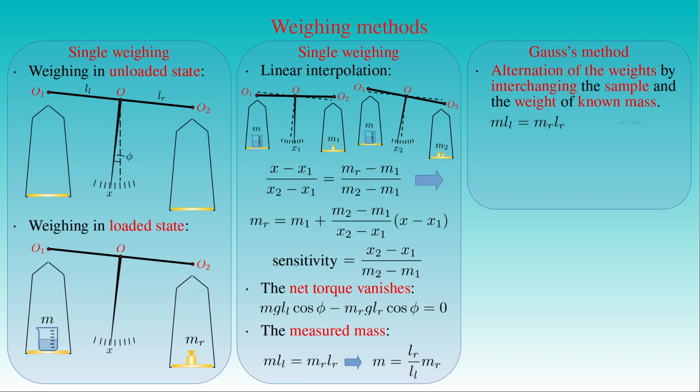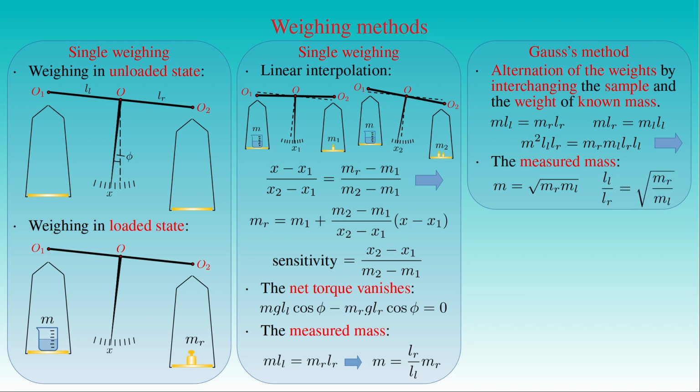For the second stage we have the equation stating that the mass m times the length L sub r of the right lever arm is equal to the mass m sub L times the length L sub L of the left lever arm. If we multiply the first equation by the second one, we can write that m squared times L sub L times L sub r is equal to m sub r times m sub L times L sub r times L sub L. Then the mass m of the sample can be written as the square root of the product of the mass m sub r and the mass m sub L, which is normally approximated as the average of the two masses. The lever arm ratio L sub L divided by L sub r can also be expressed from the ratio of the balance equations as the square root of the ratio of m sub r to m sub L.